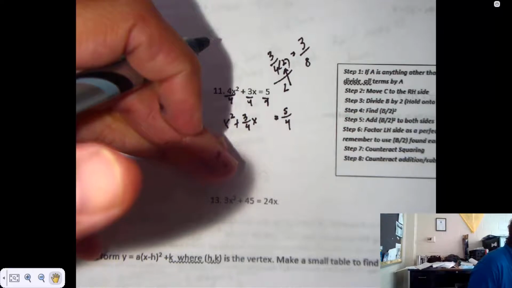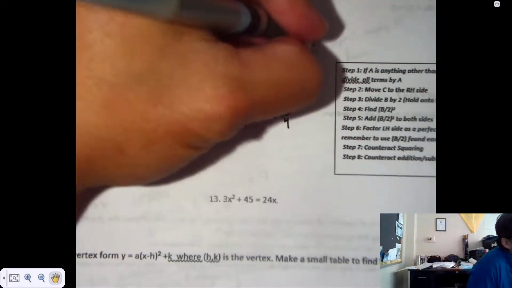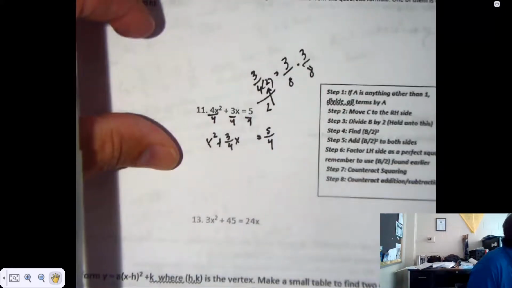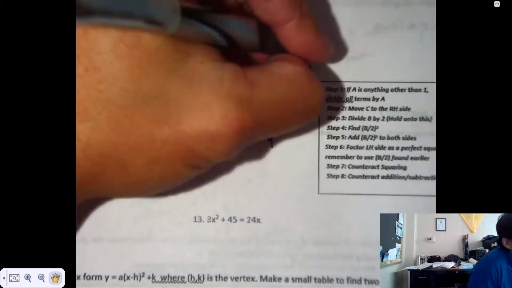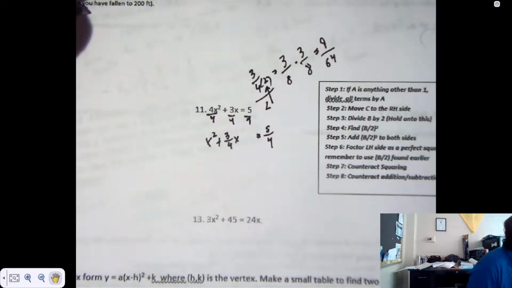What do you do with that 3/8? Square it. When you square something, you just multiply it by itself. What's 3 times 3? 9. 8 times 8. What's done with your 9/64? What do you do with it? It's in the steps. Add it to both sides.